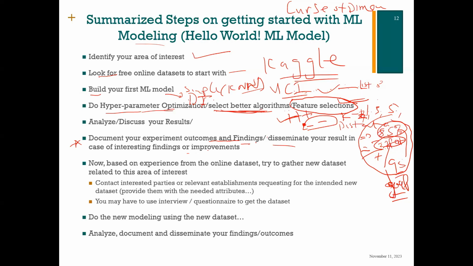Now, moving further, having tried your capability out on the free or online data set, based on the experience from the online data set, try to gather new data related to your area of interest. The good news is this: the fact that you have worked on an online data set and even got it published doesn't prevent you from working on a new data set. Actually, that new data set is like a new contribution on its own. You have to pay attention to that.